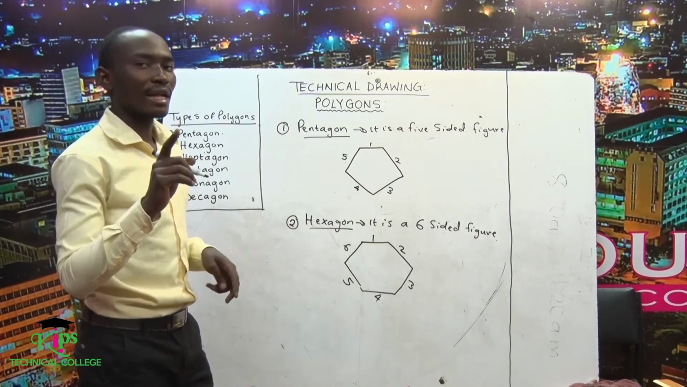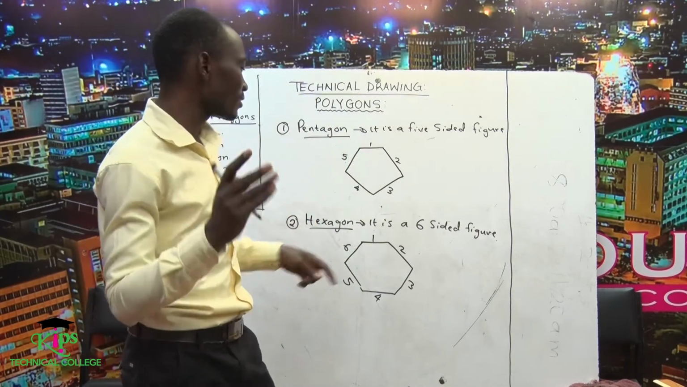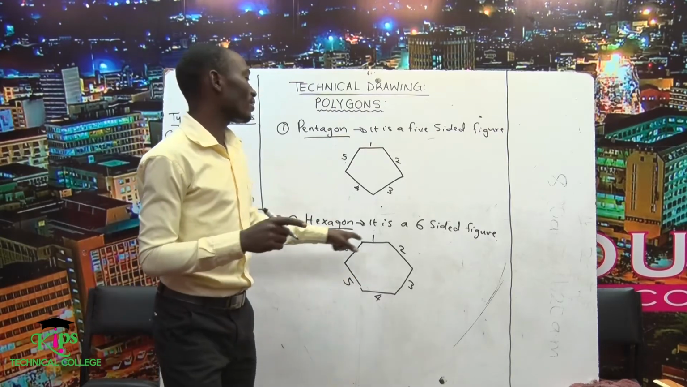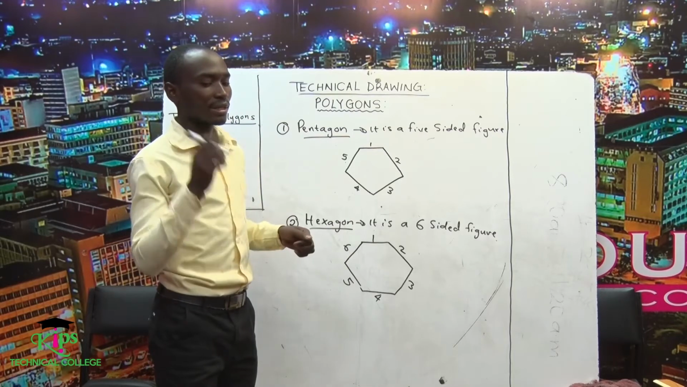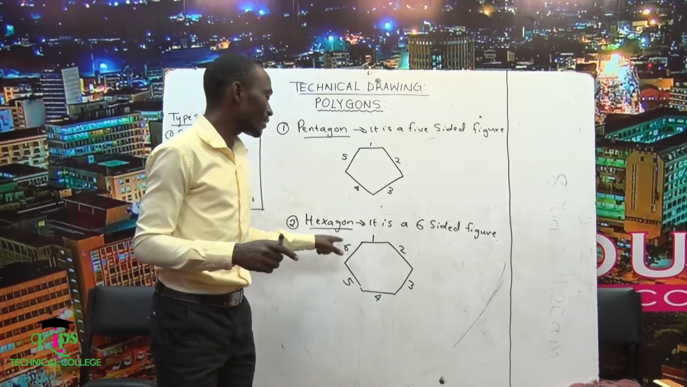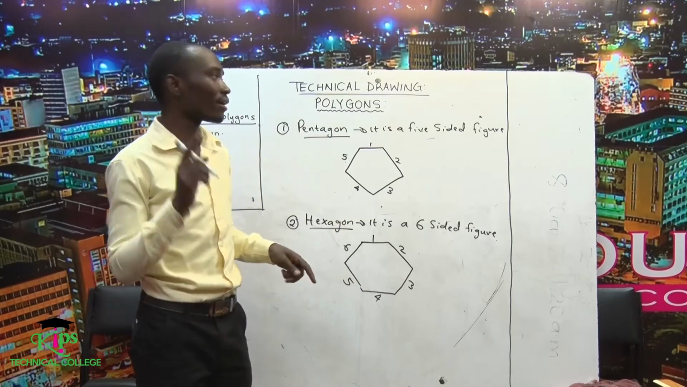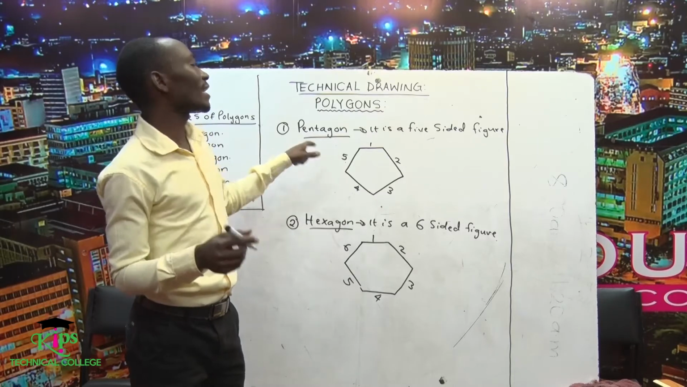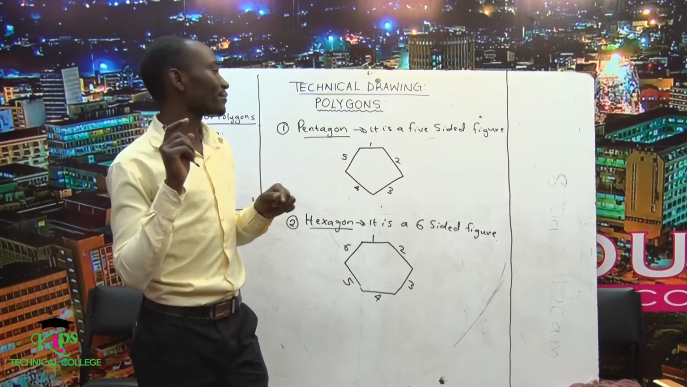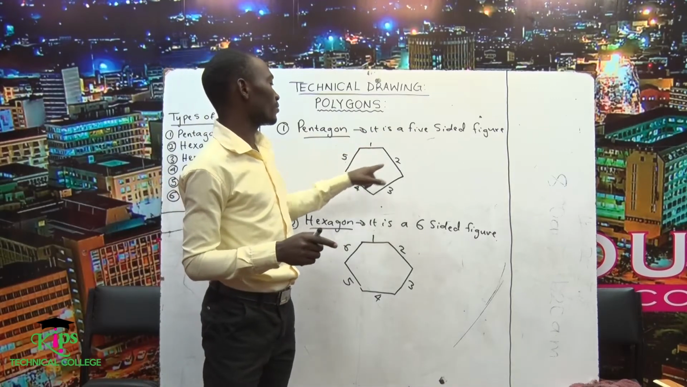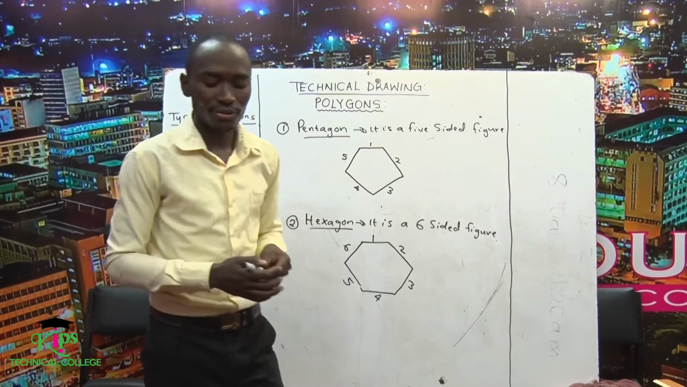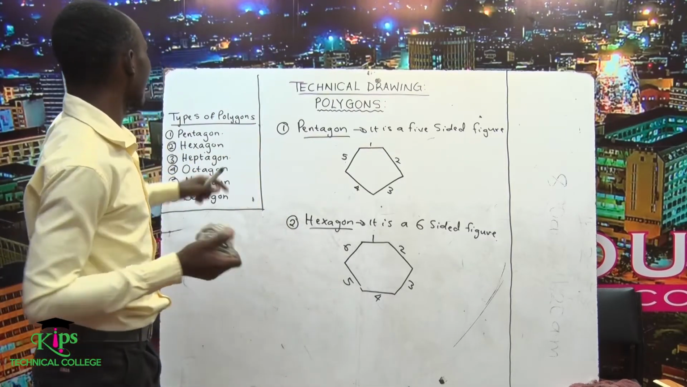So any figure that has got 6 sides, we call that one a hexagon. So you can see 1, 2, 3, 4, 5, 6. It is a hexagon. Initially, we said that a pentagon is any figure that has got 5 sides. We have 1, 2, 3, 4, 5. We call that one a pentagon. Let's go to the other one. The other one is a heptagon.